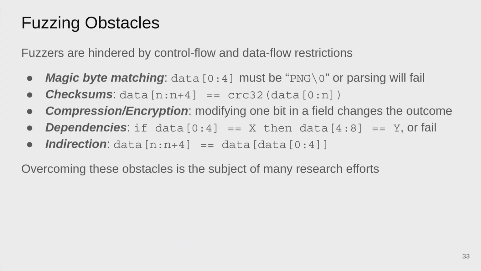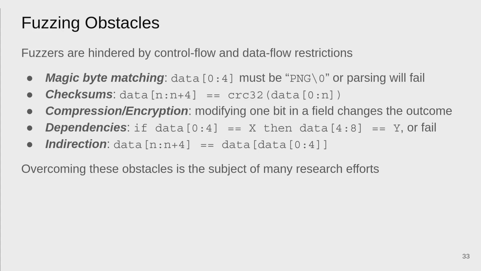So fuzzers are somewhat hindered by control flow and data flow restrictions. So for example, if you're looking at a graphics library or whatnot, the PNG graphic format may define that the first 4 bytes must be PNG, otherwise parsing will fail. Checksums are really, really hard to satisfy for a fuzzer. Compression and encryption are hard to satisfy because the fuzzer creates random inputs, right? The fuzzer creates random inputs, which makes all these obstacles hard to bypass or hard to analyze.